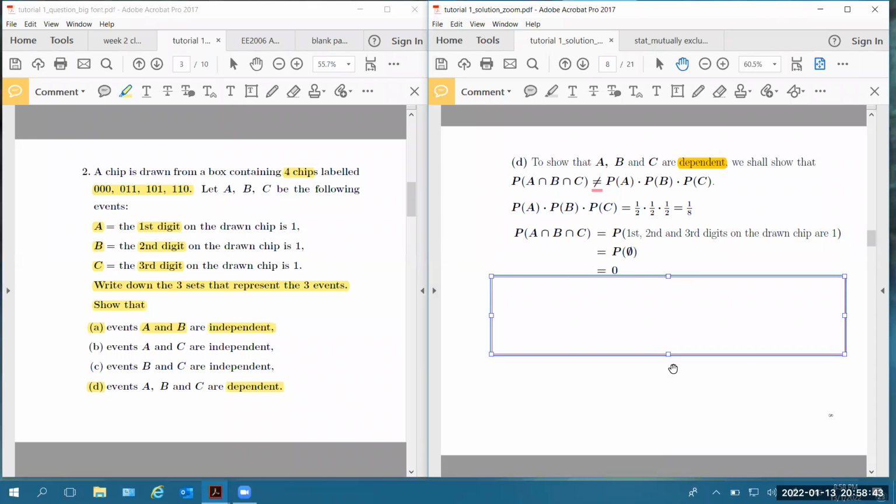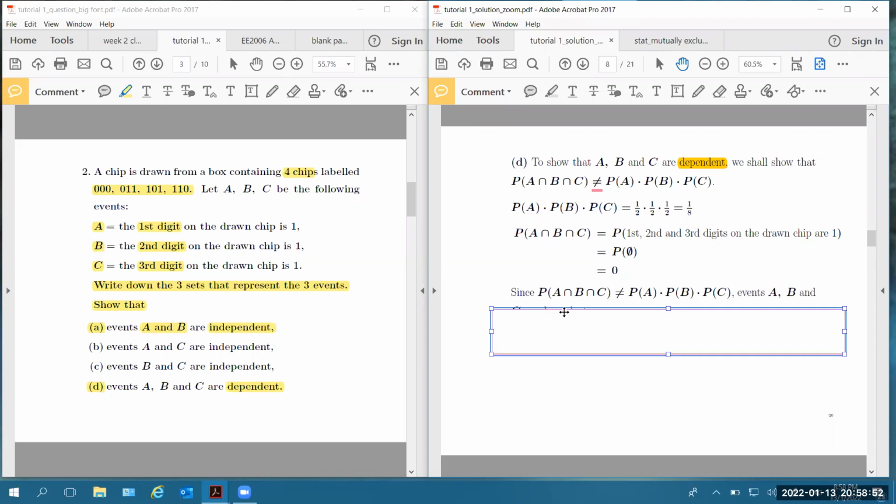So you see, the left-hand side is 0, and the right-hand side is 1/8. So that means this is not equal. Since not equal, we say that the events A, B, C are dependent. Any questions? So that completes part D. Is it okay?